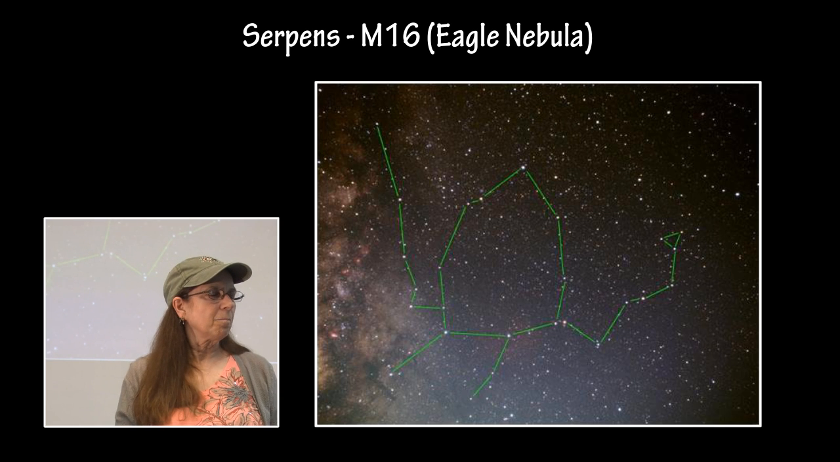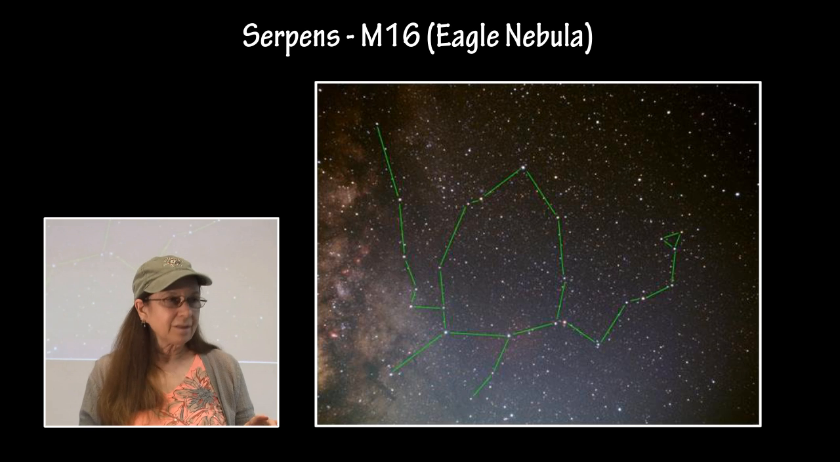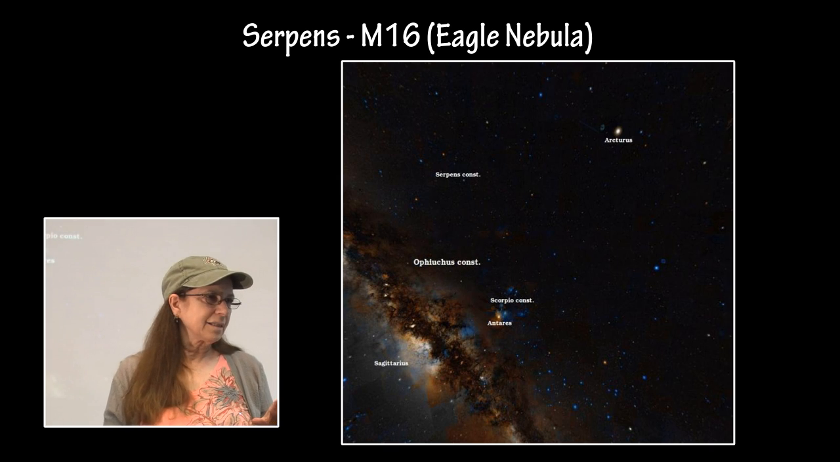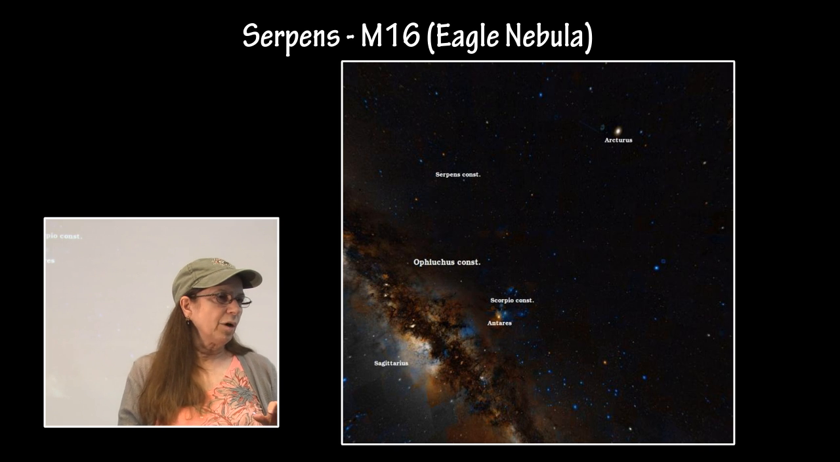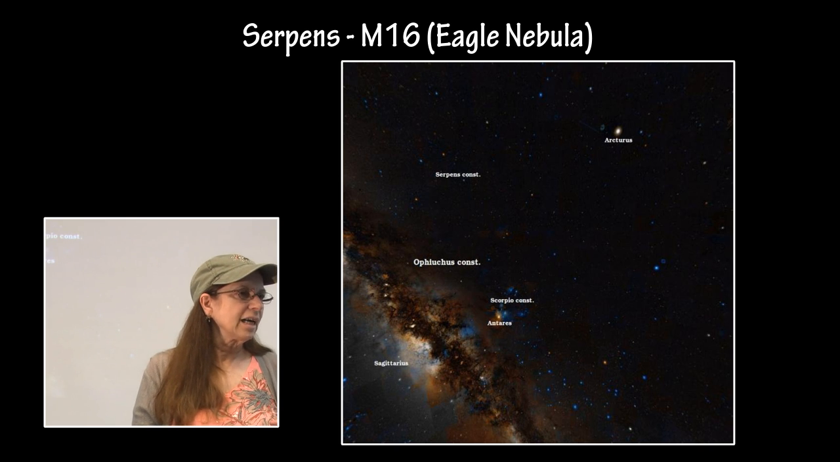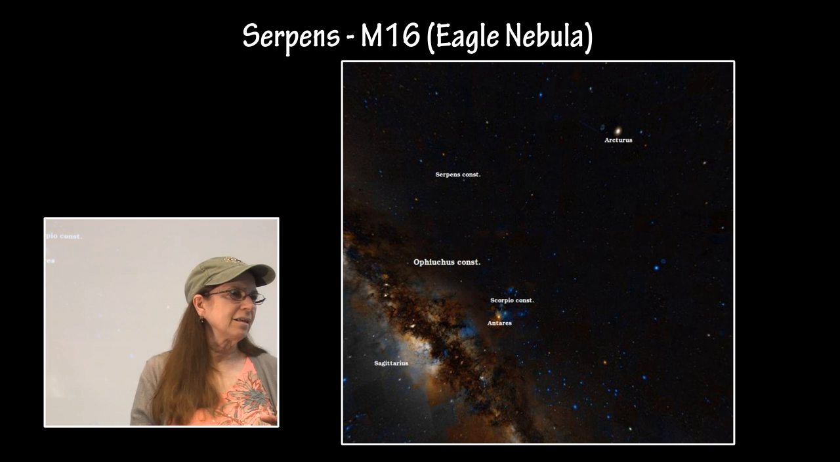Within Serpens is M16, the Eagle Nebula. Now, the Eagle Nebula is only 6,500 light years away, so it's pretty close. If you look at this image, you can see where Ophiuchus is. It's right along the plane of the galaxy. Antares is next to it, so Ophiuchus is all above the plane of the galaxy, along with Scorpio and Antares. Here is Serpens up here.